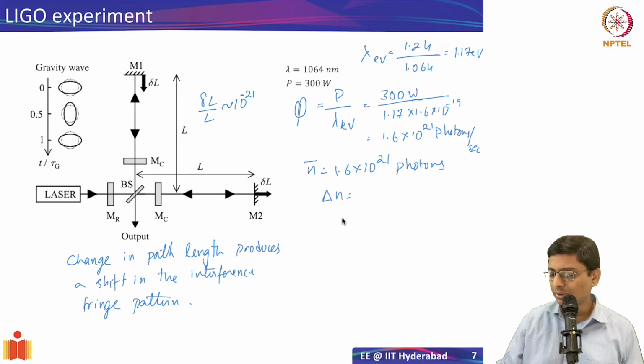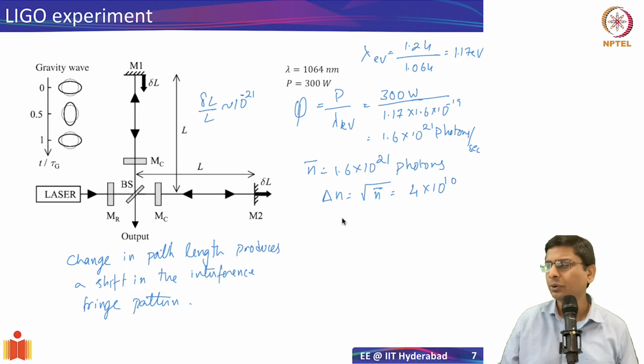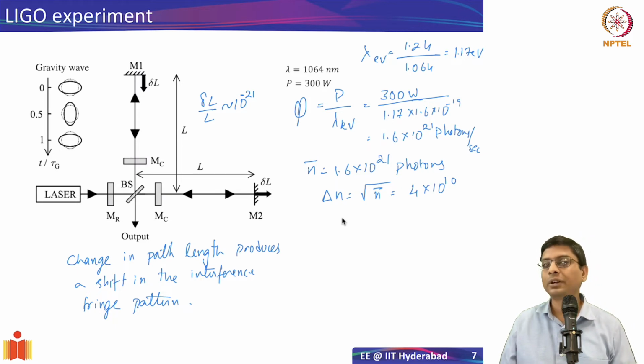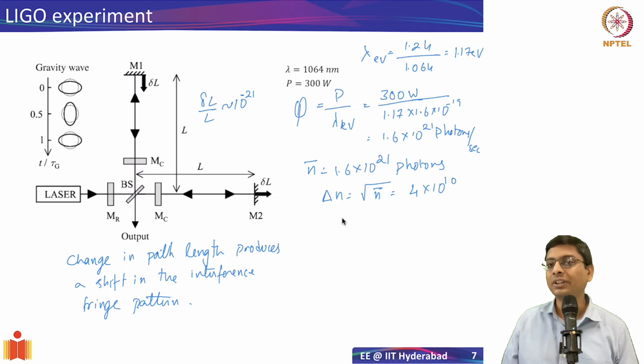Delta n is going to be the square root of n bar, which is going to be equal to 1.6 into 10 power 10 photons, not per second. Now if I know this, what is the minimum, what is the limit?